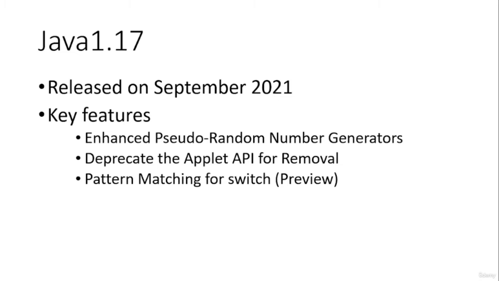Next thing we need to discuss is Java version 17. This was released in September 2021. The key features include an enhanced pseudo random number generator. The random number generator code was enhanced. And next feature is that the applet API is deprecated. The applet API was there in old versions of Java, and it is deprecated, which means it will be removed later.